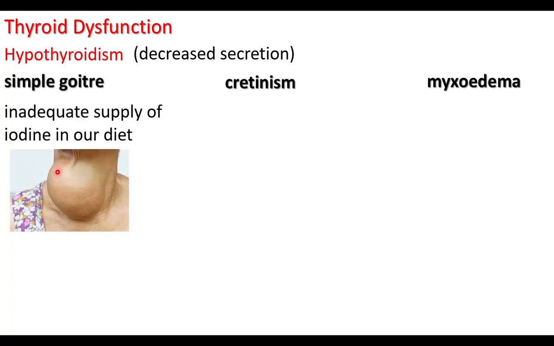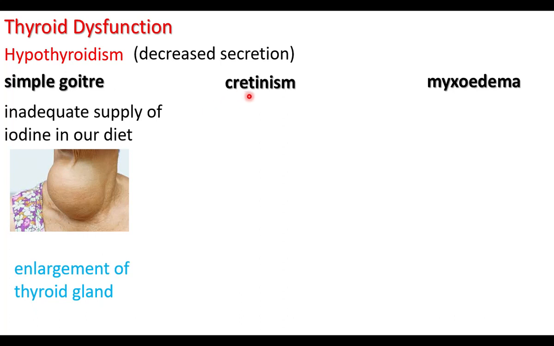In the neck region, a visible swelling will be seen due to inadequate supply of iodine in our food. So it can be corrected by intake of iodized salt. So, enlargement of the thyroid gland. This enlargement is seen in the neck region.